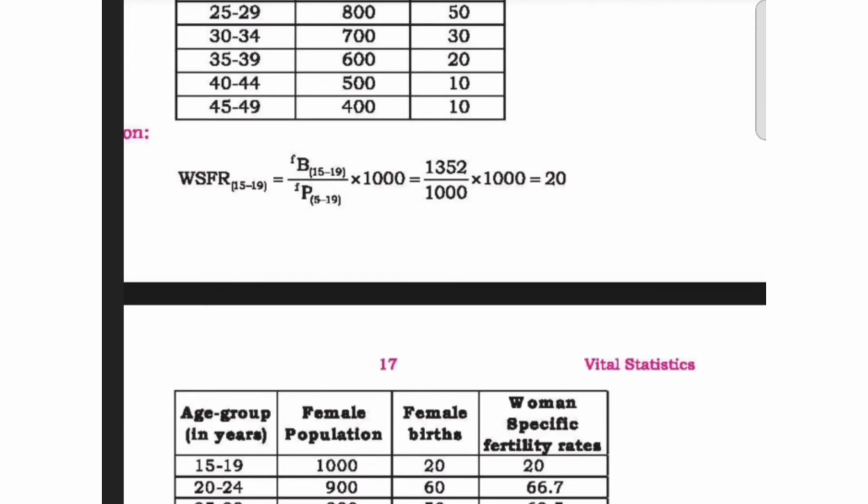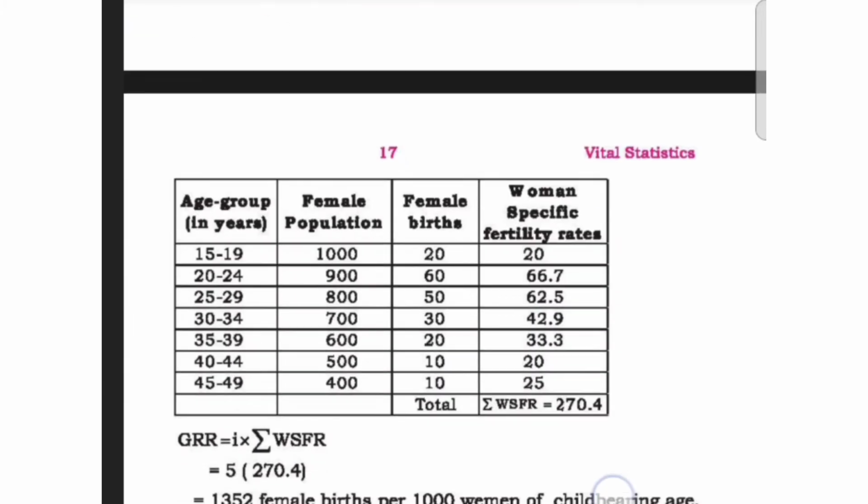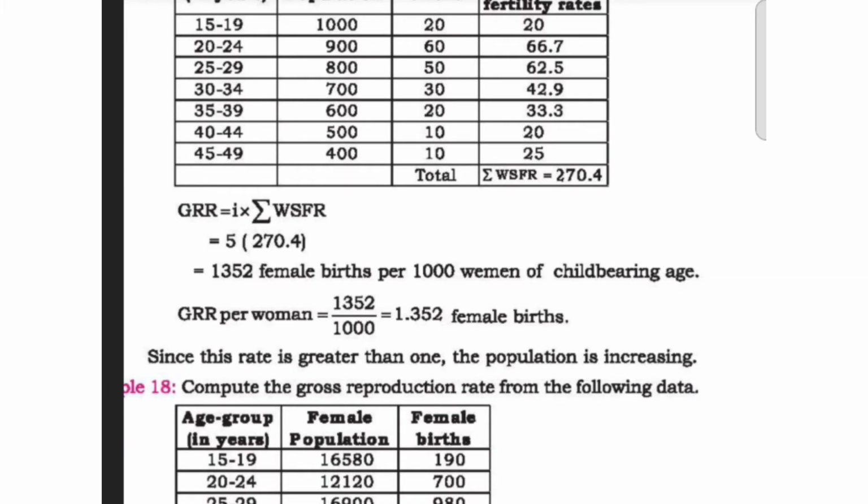But don't forget to write the WSFR formula, because the WSFR formula carries 1 mark: female births divided by female population of childbearing age into 1000. Then the GRR per woman: sometimes they clearly mention and ask the question, calculate per woman. Then you are calculating GRR per woman as 1352 divided by 1000, that is 1.352 female births.